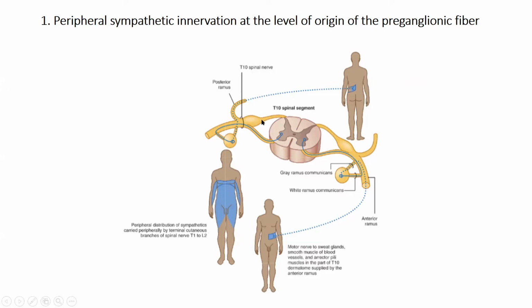This is one of the pathways: the preganglionic fiber, when it enters the corresponding ganglion at the same level, goes back to the same spinal nerve, and then goes as a postganglionic fiber to the branches of the spinal nerve, the ventral branch and the posterior branch, and also the meningeal branches, which are not shown here.